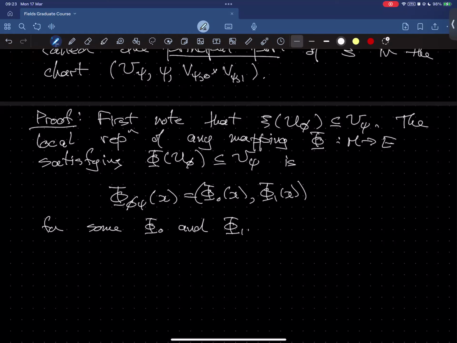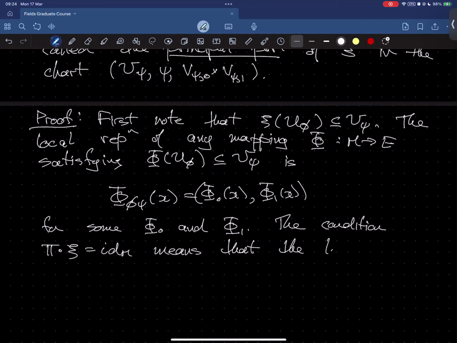Right, that's just what the local representative was going to look like. So that's a vacuous statement. It really just defines phi 0 and phi 1. But the condition that pi composed with C of x, maybe let me write it like this, means that the local representative for C has this form.